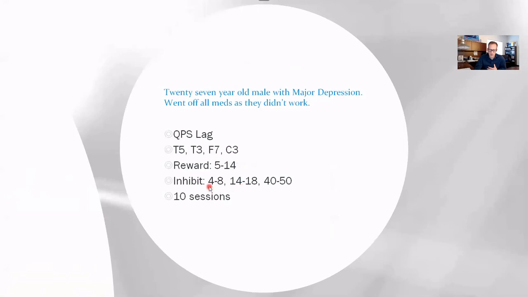And then from our other QEEG frequency-based information, we get our inhibits. So we've got a theta, a low beta inhibit, and an EMG inhibit. This particular person did only 10 sessions. These sessions last about 15 to 20 minutes in duration.